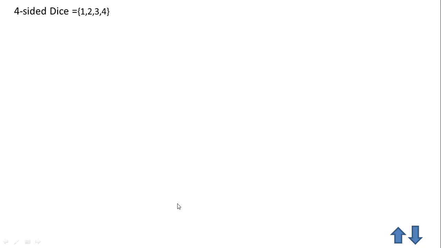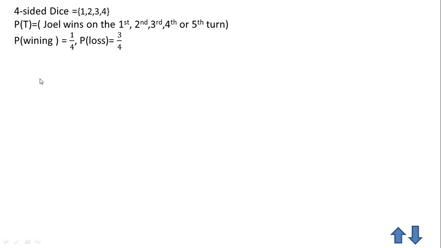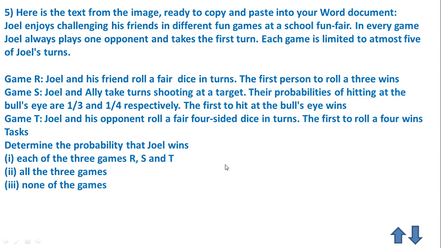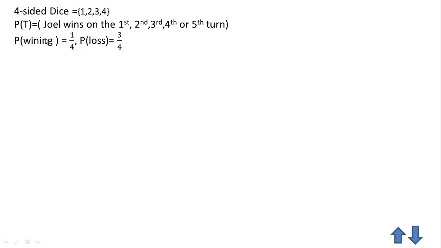Then a 4-sided dice, 4 sides, it has 1, 2, 3 up to 4. The probability of losing is 1/4. And the condition was showing a 4. If we remember very well, Joel and his opponent roll a fair 4-sided die in turns. The first one to roll a 4 wins. That is why we are saying the probability of getting a 4 is 1 out of 4 as the probability of winning, and losing is 3 out of 4.